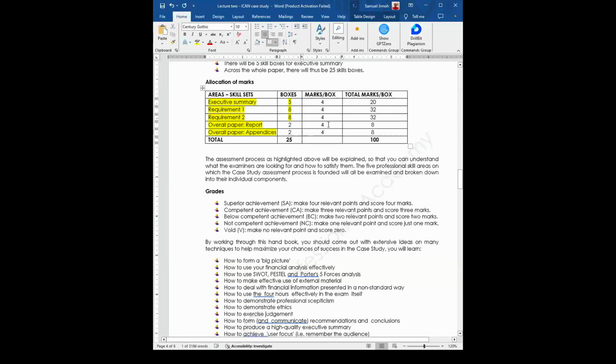Each of the skills under the overall paper report is two skills at 4 marks each. That is 8 marks in total. The same thing is applicable to the appendices. If you create appendix 1 for requirement 1, you get 4 marks. Create appendix 2 for requirement 2, you get another 4 marks. And that is where the 100 marks for this exam lies.